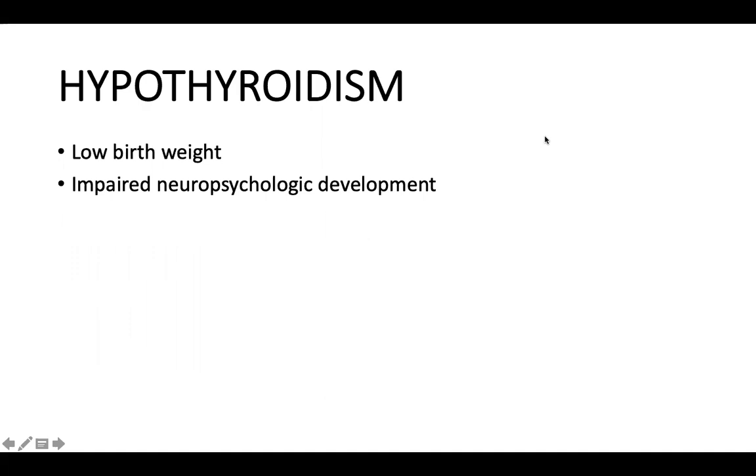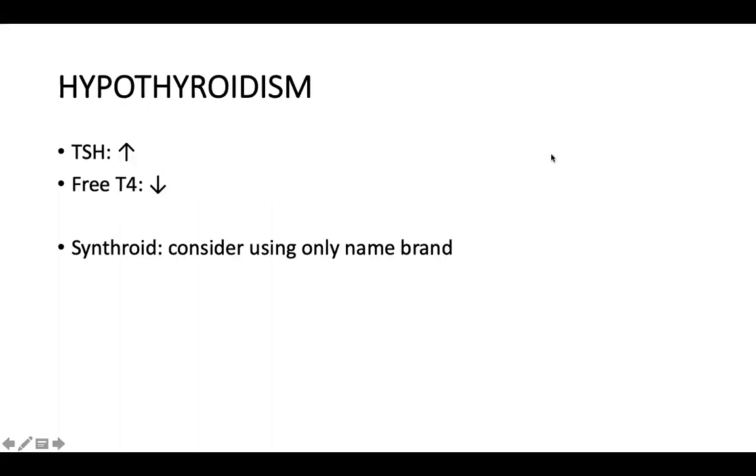So, hypothyroidism, the problems with the fetus is that there can be a low birth weight and there can be impaired neuropsychological development. Next slide. And the way we diagnose hypothyroidism is they have an elevated TSH and a free T4 that is below normal.